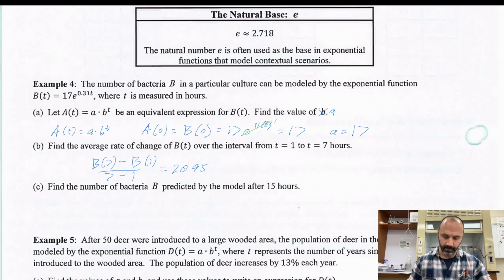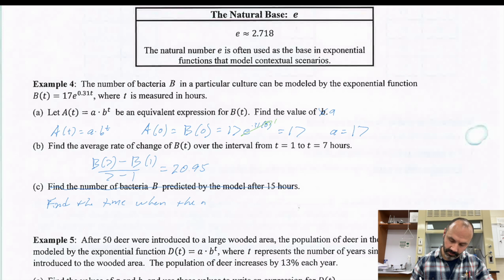It's 20.95. So now for example C, we're going to cross this out because finding the number of bacteria after 15 hours, that's easy. But instead, we're going to find the time when the number reaches 1,000. Okay, so I want to find the input that's going to give me the output of 1,000.